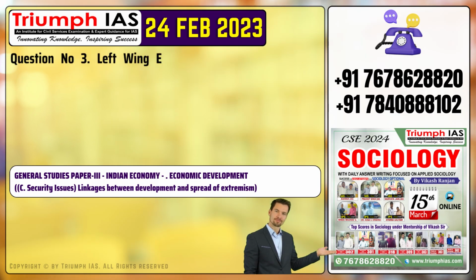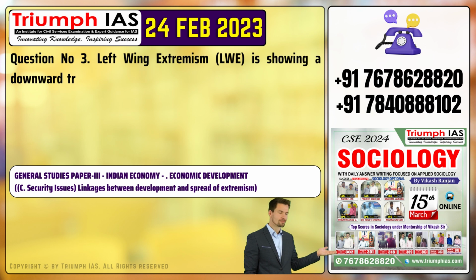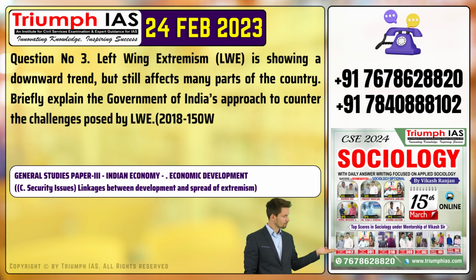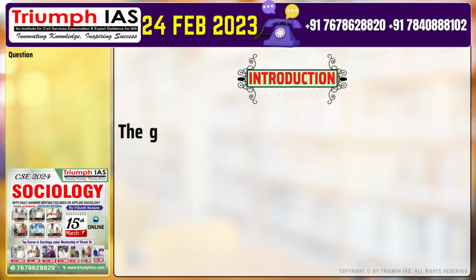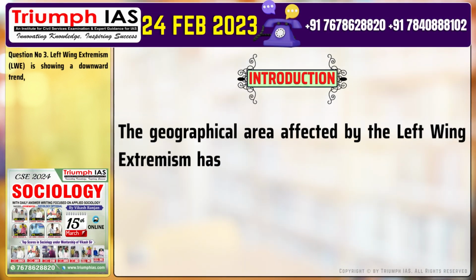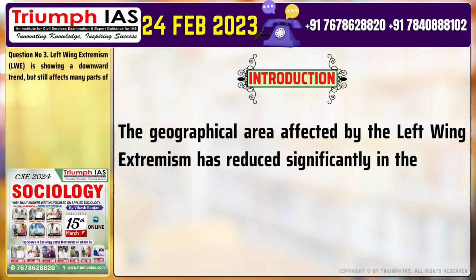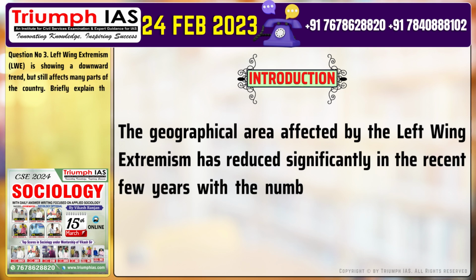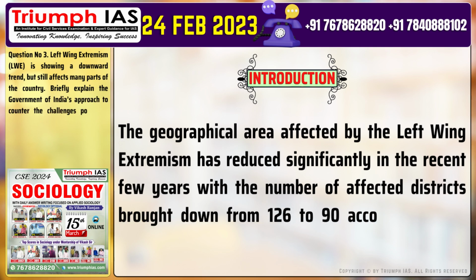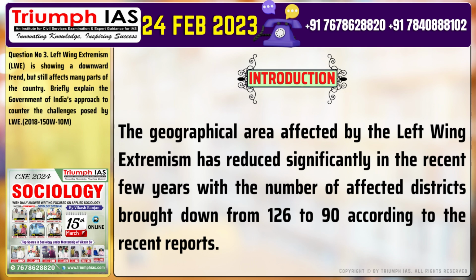Question number 3. Left-wing extremism is showing a downward trend, but still affects many parts of the country. Briefly explain the Government of India's approach to counter the challenges posed by LWE. Let's start with the introduction of the answer. The geographical area affected by left-wing extremism has reduced significantly in the recent few years, with the number of affected districts brought down from 126 to 90 according to recent reports.